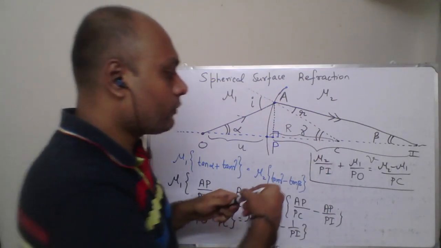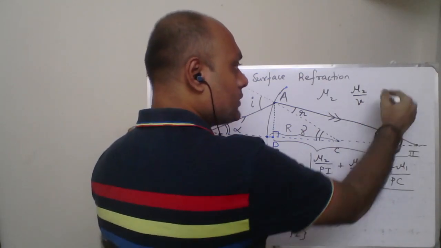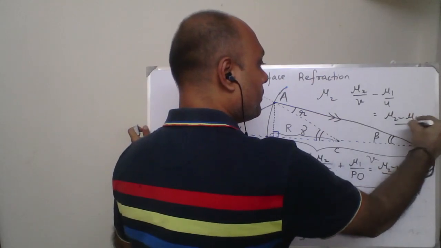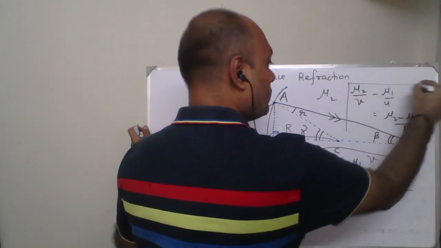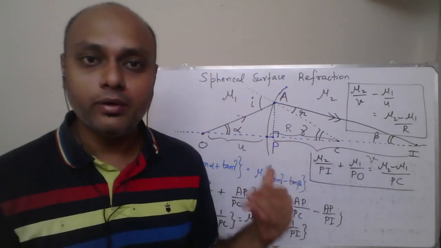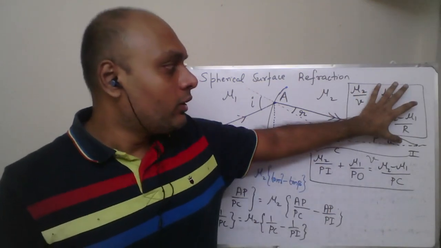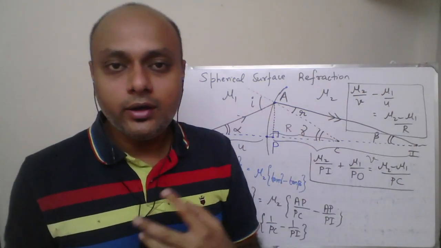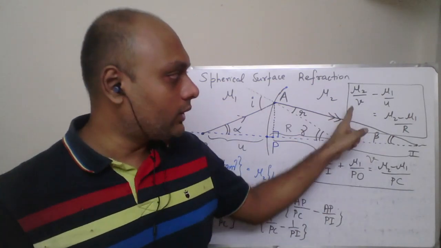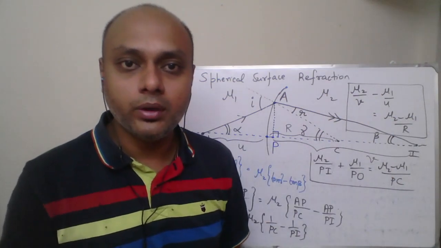So you have the formula mu2 divided by V, this will become minus mu1 by U equal to mu2 minus mu1 by R. So that was the spherical surface refraction formula, mu2 by V minus mu1 by U equal to mu2 minus mu1 by R. In fact, you can try to change the orientation and proceed and do a derivation. You will get the same mu2 by V minus mu1 by U equal to mu2 minus mu1 by R.